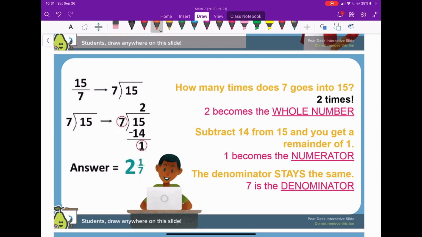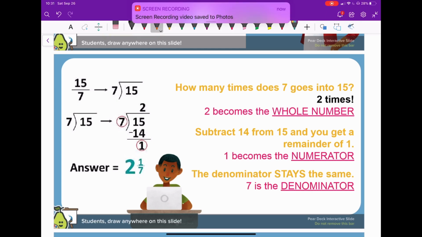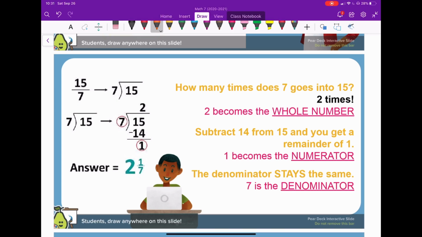Now, which number goes inside and which number goes outside? A lot of people mix these up, and that's okay. But I want you to try to become familiar with which one is actually going inside the house and which one is staying outside. I like to think about it: 15 is grounded, so he's inside the house, and 7 is outside chilling with his friends. Okay? So once you set that up, all you have to do is solve the long division problem.